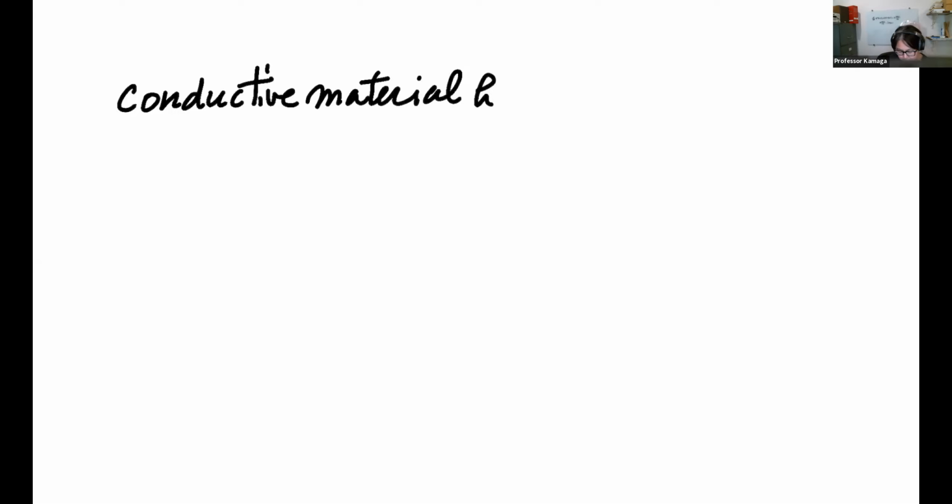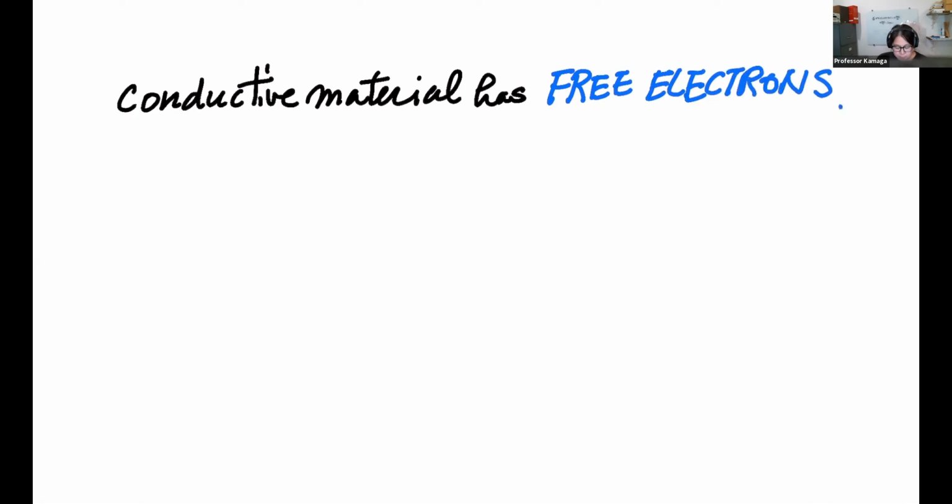So here, remember, the conductive material has free electrons. Electrons can move around inside a conductive material freely. That means free electrons are charges inside a conductor that can move around.